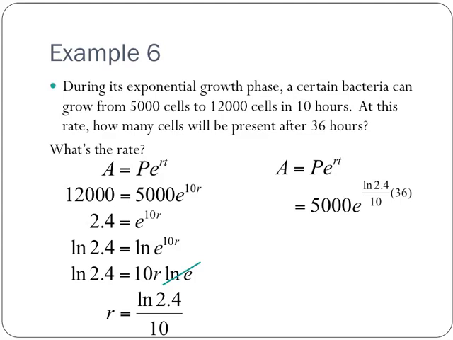Make sure you deal with the exponent first before you multiply by 5,000, and you should get an answer that's approximately 116,877 cells.